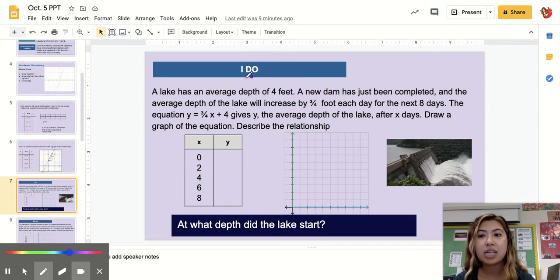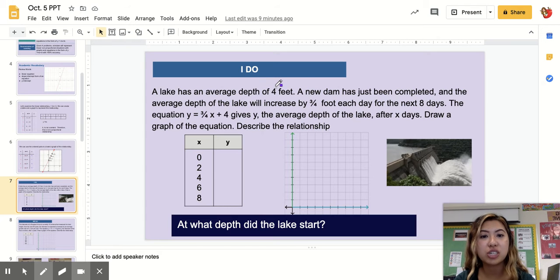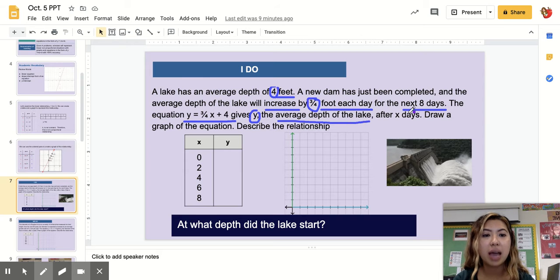For this first algebra problem, it reads, a lake has an average depth of 4 feet. A new dam has just been completed and the average depth of the lake will increase by 3/4 foot each day for the next 8 days. The equation y is equal to 3/4 x plus 4 gives y, the average depth of the lake after x days. Draw a graph of the equation, describe the relationship.